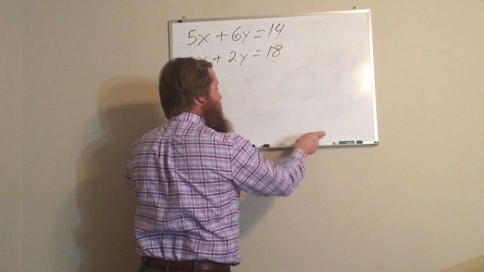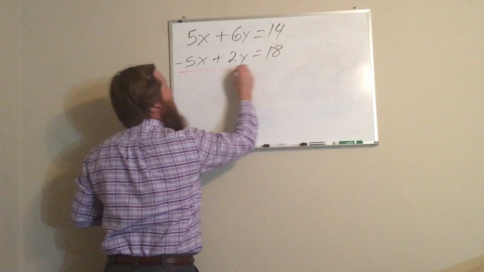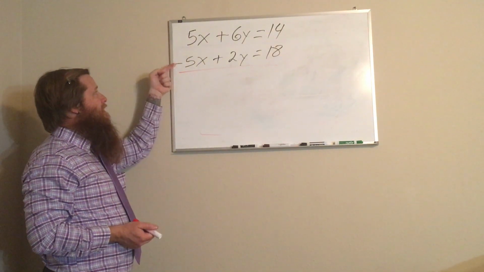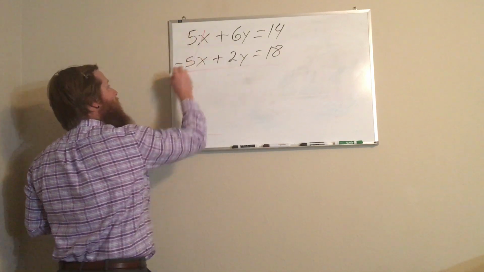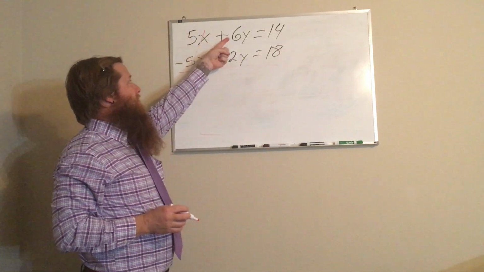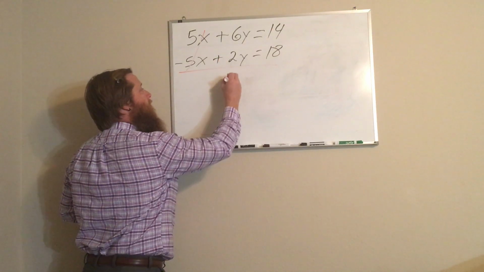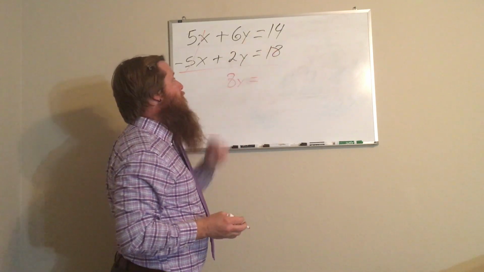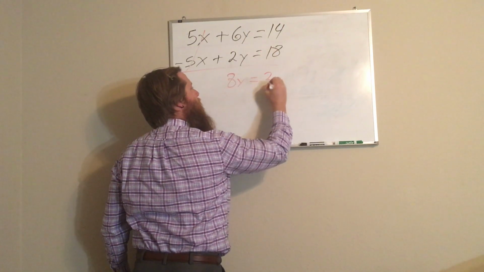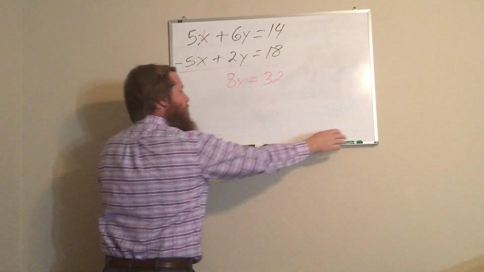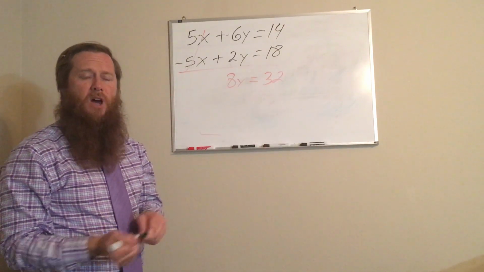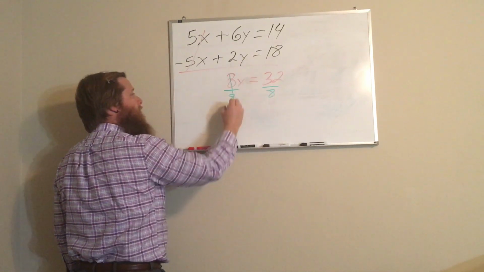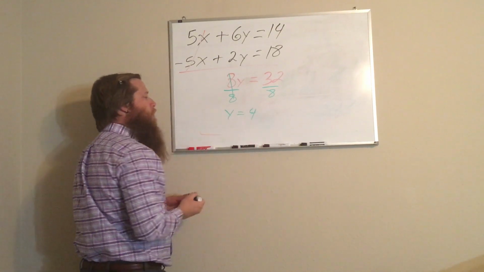Now again, we will use the same method as before. We will underline these 2 equations. We will add vertically. Notice in this case that 5x minus 5x actually gives us a sum of 0. So we can do 6y plus 2y is 8y. And this is equal to 14 plus 18, which has a sum of 32. We now use inverse operations to isolate y. So we divide both sides by 8, and y equals 4.